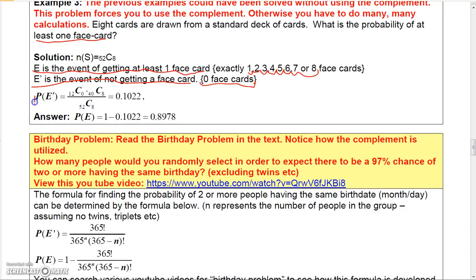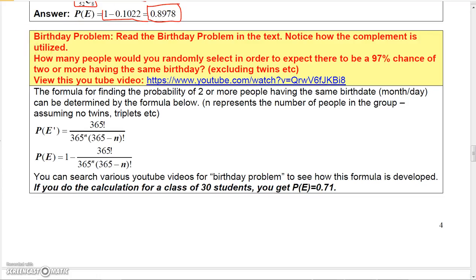So the probability of getting no face cards would be, out of the 12 face cards, choose none, and then out of the 40 other cards, choose all 8, and then of course divide that by the number of ways you can choose 8 cards from a deck, which is 52 choose 8, and you get 0.1022. And then you can subtract 0.1022 from 1 to get the probability that we were looking for, 0.8978.